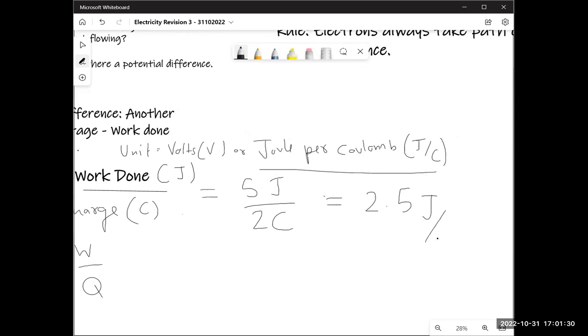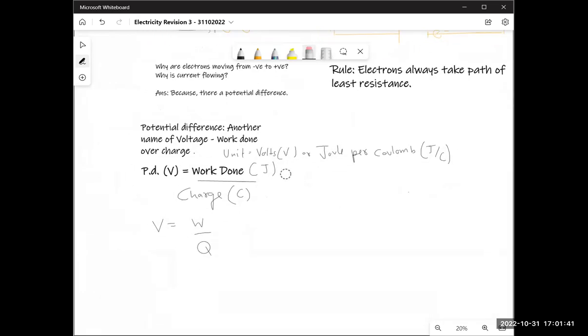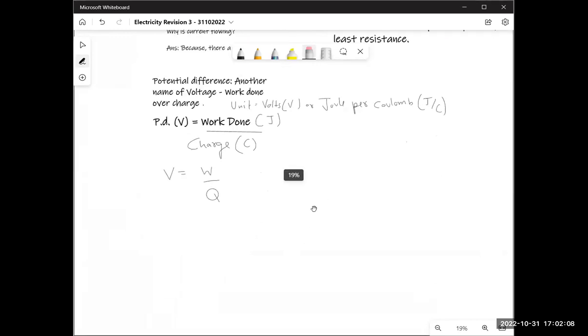So if I had 5 joules per 2 coulombs, what will the answer be? 2.5 joules per coulomb, right? Do you understand how we get it now? So it's basically joule divided by coulomb, that's the unit, which is the same as volts. So volts is equal to joule per coulomb. Now, write this quickly. Tell me when you're done.